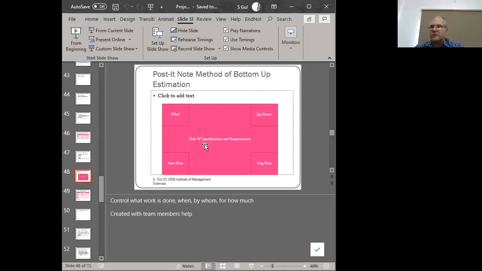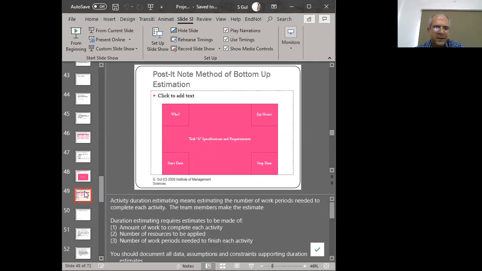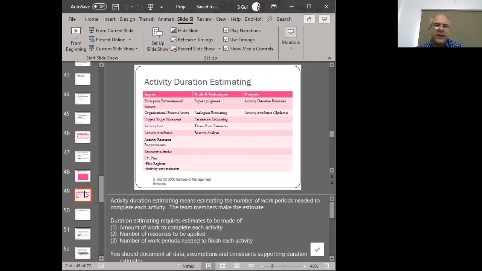And you can stick them onto a piece of glass or some sort of a whiteboard, and you can move them around to figure out the dependencies and the activities. And you can develop your network diagrams in that way as well. But we've done a more sophisticated version of it using the ProjectLibre software.